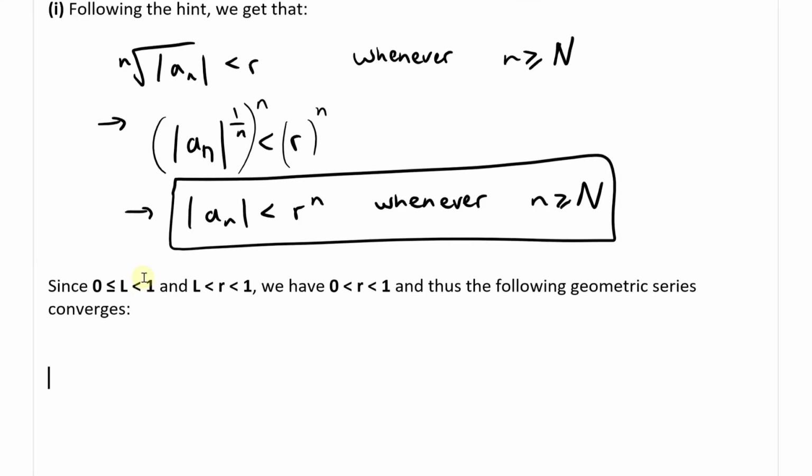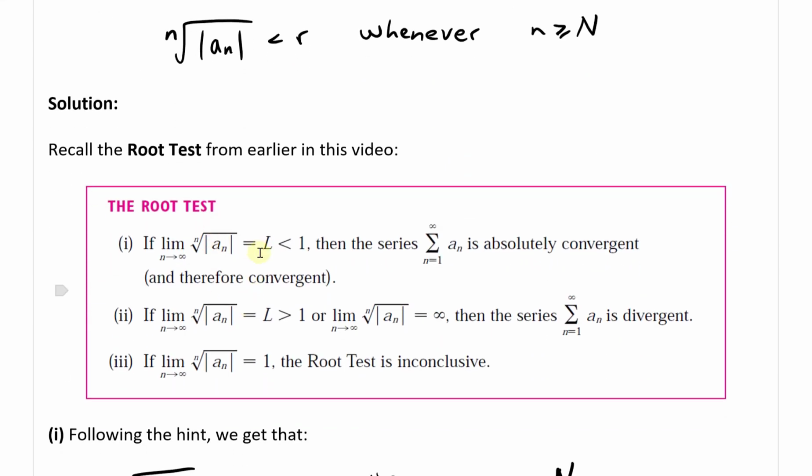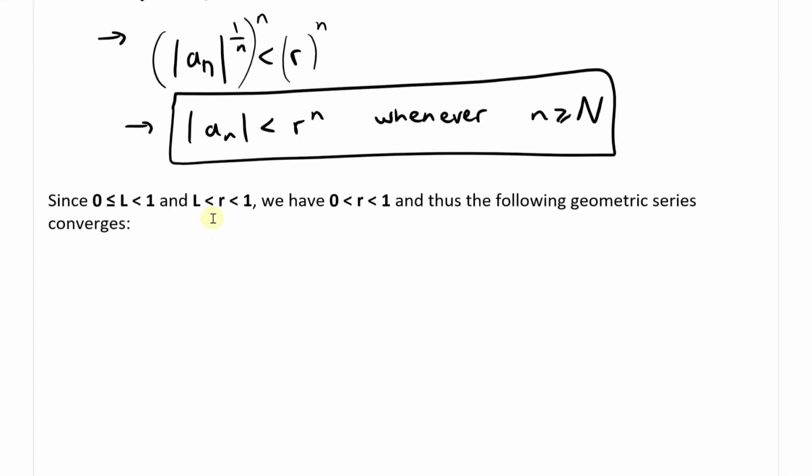Now, since L is greater than or equal to 0, because we're taking the limit of the nth root of an absolute value, it's always going to be greater than or equal to 0. Can't have a negative there. And it's also less than 1, and we chose R such that it's greater than L and less than 1. So R is positive, because it's greater than L, and less than 1. If L is 0, then R is greater than 0.